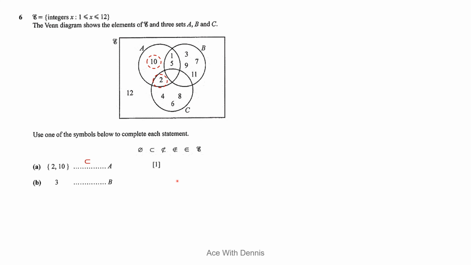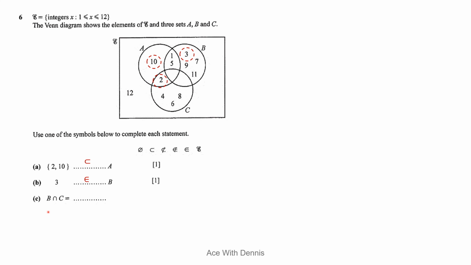Then B. 3 is what of B? 1 mark. As you can see, the difference between A and B is that for A we have curly brackets, while for B there is no curly bracket for the 3. So in other words, this is an element. Is this element inside set B? Let's look at the Venn diagram here. Here is 3. So the 3 is inside set B. Hence, it is an element of set B.